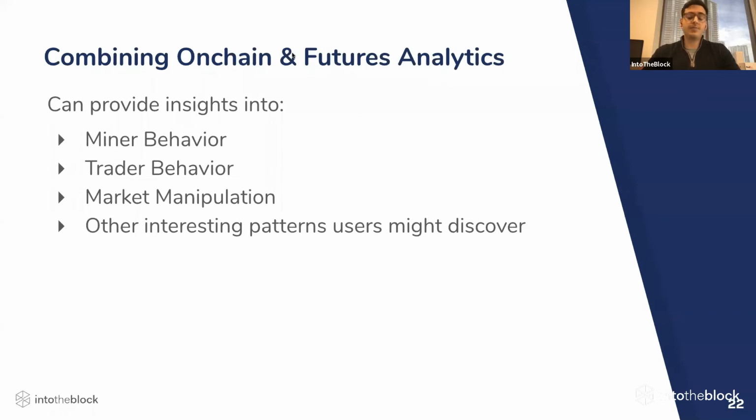And another aspect that I mentioned that we have been looking at closely in the blog is how do we combine these two things? So how do we combine on-chain data with what our futures analytics are telling us? So far, we've been looking at all of these pieces, and we've found that there's definitely interesting insights that can be applied to miner behavior, trader behavior, market manipulation, and in reality, there are other interesting patterns that our users will be able to discover once we provide the data to them.